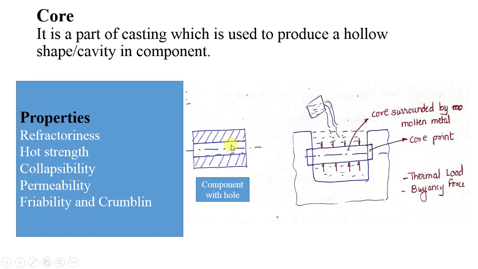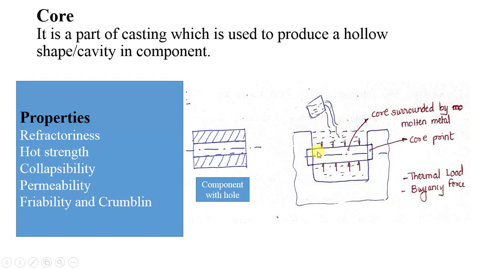So you remember that pattern will be used to make a cavity in a sand mold, which will be an exact replica of your component, and core will be used to make a hollow section in a component. So here I have shown one component which is like a bush shape, where you are required to produce one internal hole in it.